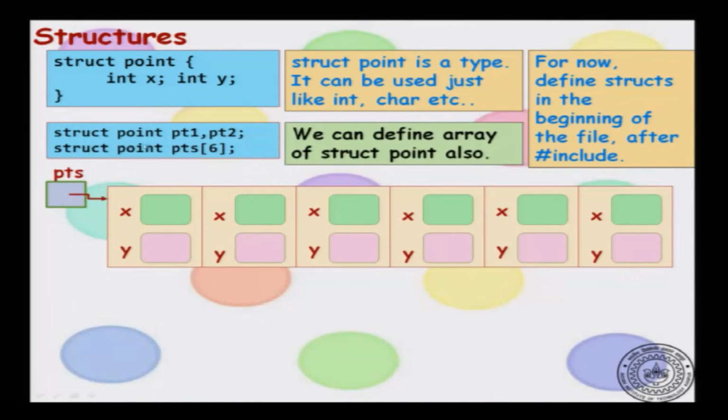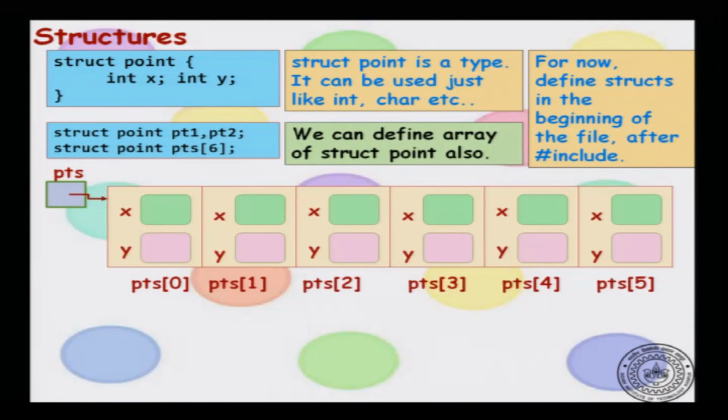Okay. So, here let us look at this example. So, we have struct point pt1 pt2. Okay. So, this says that pt1 and pt2 are two variables which are of type struct point. What about pts6? It is an array of size 6 where each element in the array is of type struct point. So, to visualize it, you would imagine that it is like this. There are 6 cells, each cell contains a struct point. So, each cell will have two fields x and y.